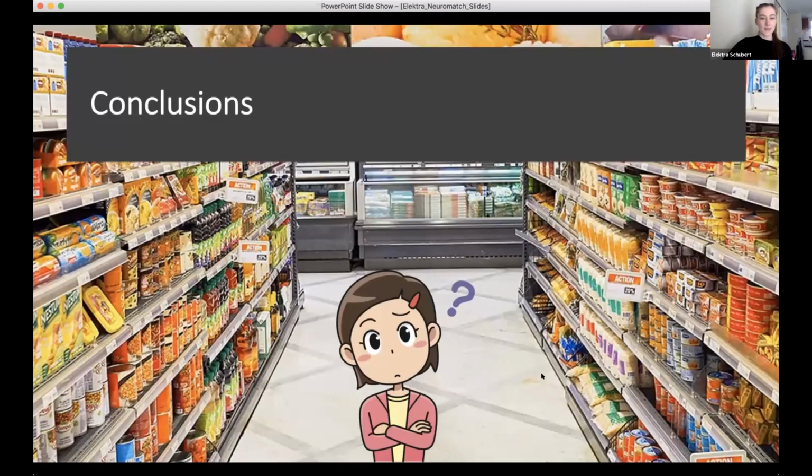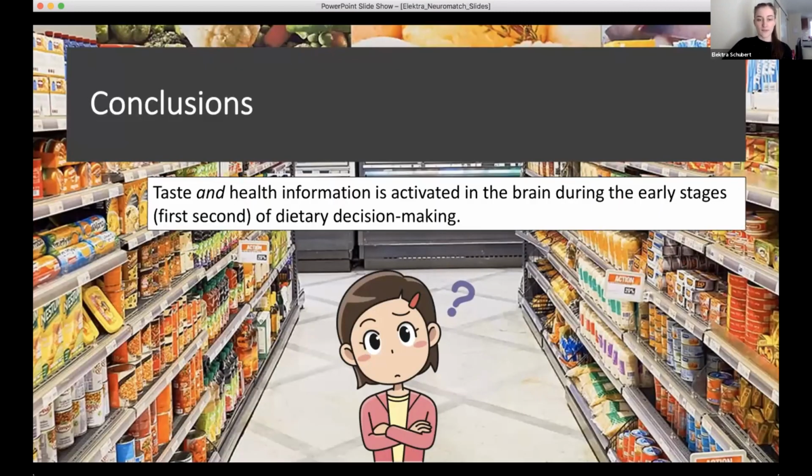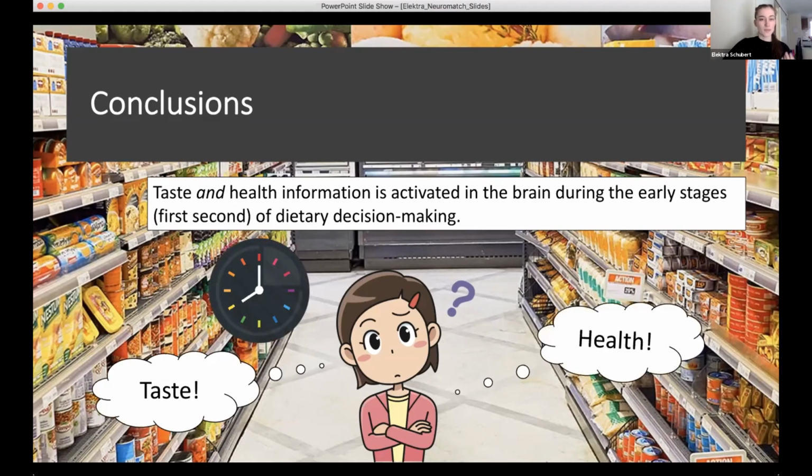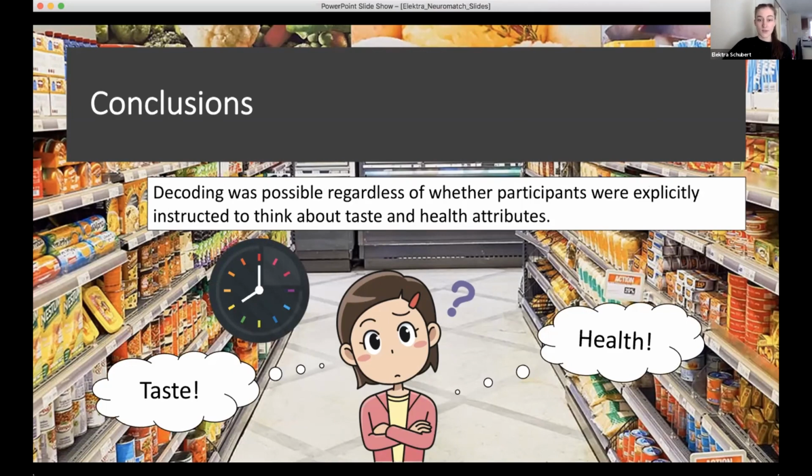Okay, so what does all this mean? Firstly, we found evidence that information on both taste and health is activated in the brain during the first second of dietary decision making. So previous studies had already found evidence that taste information was present, but we found evidence that people also process health at this early stage. And this was also possible even when people were not explicitly instructed to think about taste and health. So this might be saying something about the way people make decisions in real life or how they process food cues in real life.